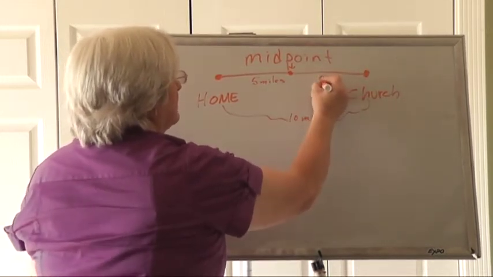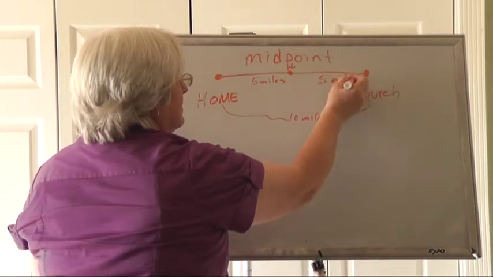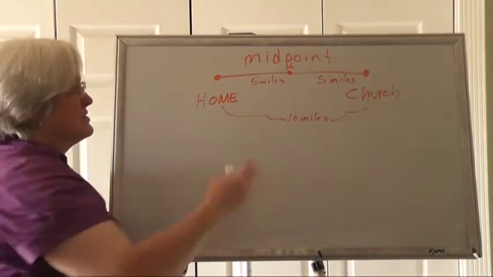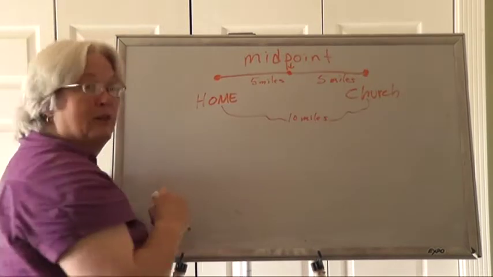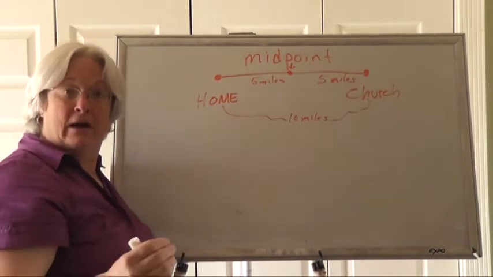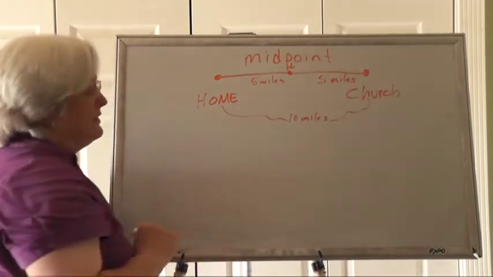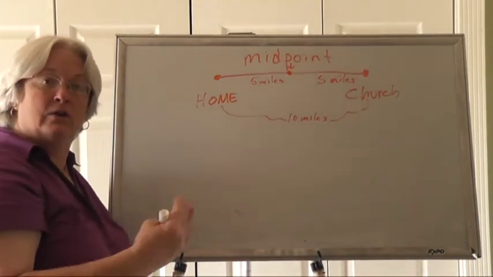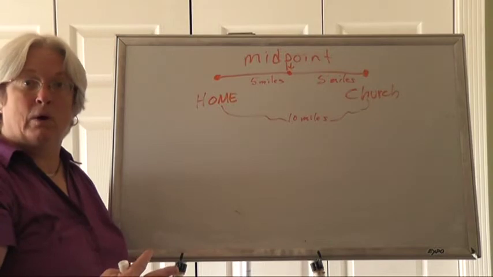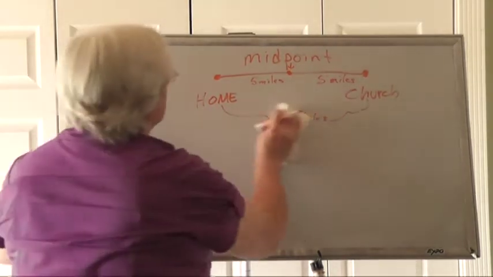So the midpoint of that distance is going to be 5 miles. Once you get to the 5 mile point, you're halfway there, or you're at the midpoint of that line segment. Now, there's a way that you can calculate this. It's a very simple way, using a number line.